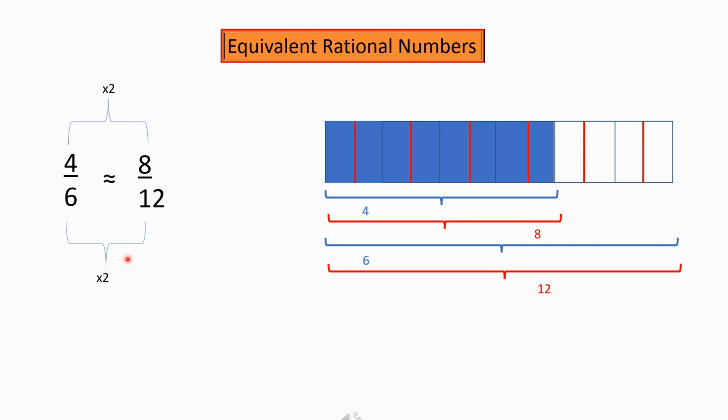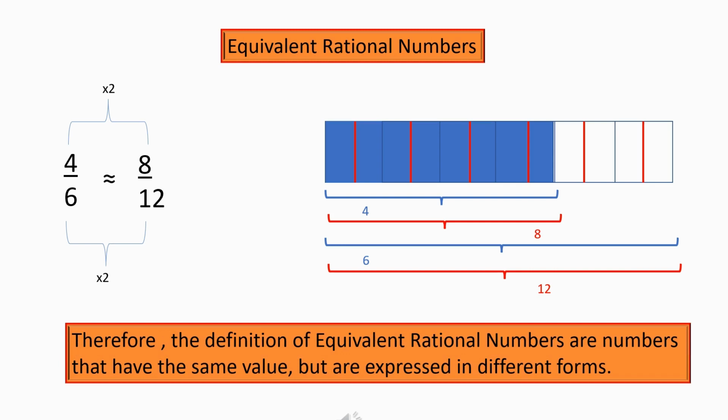We get 8 by 12, which is an equivalent rational fraction. In summary, equivalent rational numbers are numbers that have the same value, but are expressed in different forms. This concept is important in various mathematical operations and helps us simplify and manipulate fractions effectively.